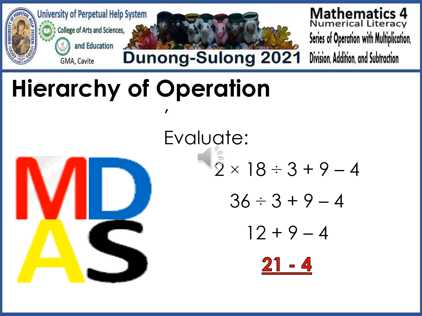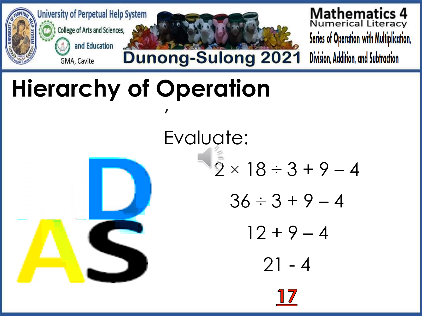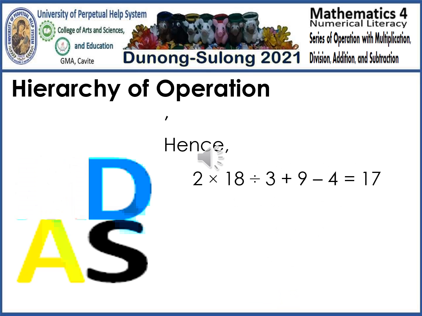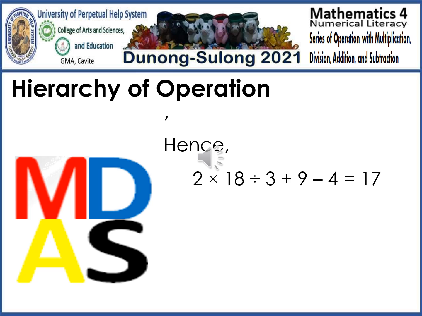So, let us proceed to the last operation, which is 21 minus 4. 21 minus 4 is equal to 17. Now, this is the process on how you compute or calculate the series of operation with the MDAS rule. Again, the answer to the equation 2 times 18 divided by 3 plus 9 minus 4 is equal to 17.